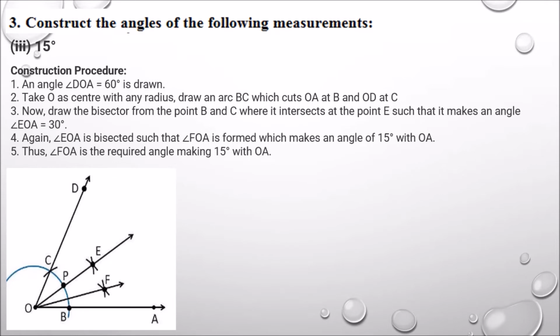Now, draw the bisector from the points B and C, where it intersects at point E such that it makes an angle EOA equal to 30 degree. Again, angle EOA is bisected such that angle FOA is formed, which makes an angle of 15 degree with OA. Thus, angle FOA is the required angle making 15 degree with OA.